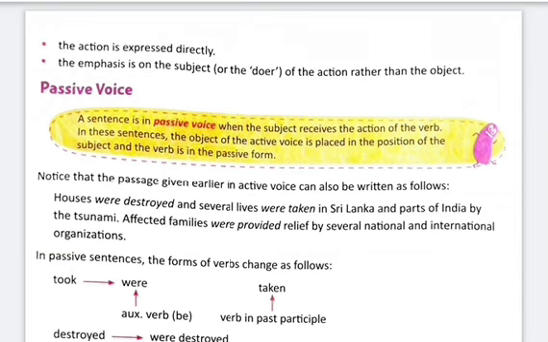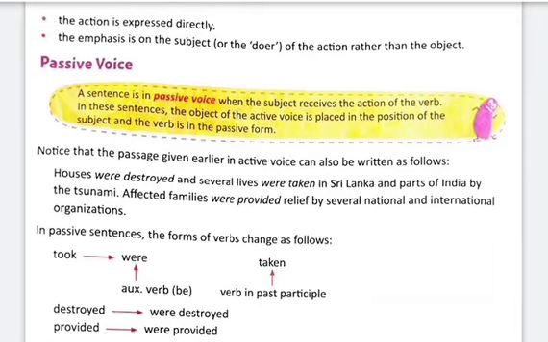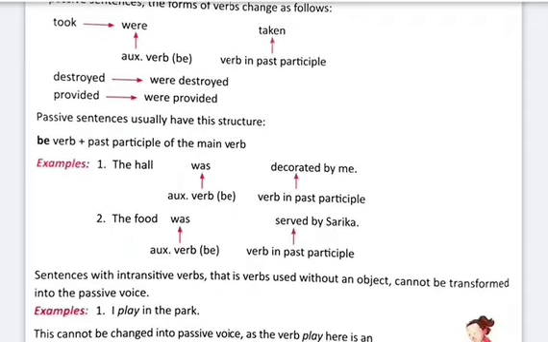Now let us discuss passive voice. What is passive voice? A sentence is in passive voice when the subject receives the action of the verb. In these sentences, the object of the active voice is placed in the position of the subject and the verb is in the passive form. Now, I have to explain a few things to you clearly, with the help of an example.